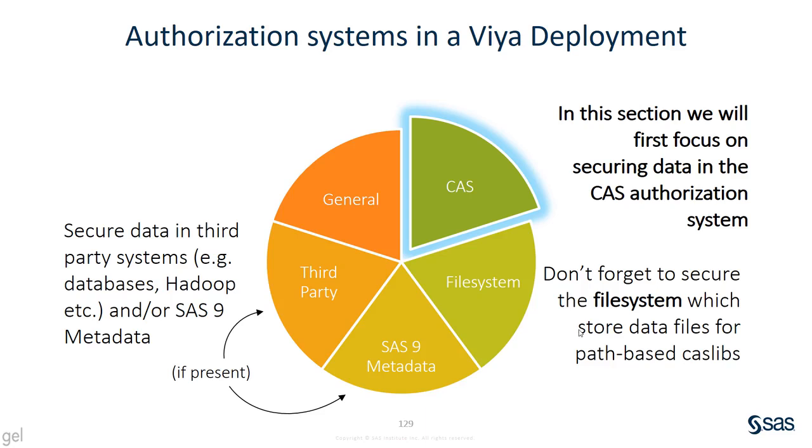But you should also remember that the other authorization systems are still important to you. In CAS, when you're using path-based CAS libs, the permissions for a file on the file system, the source of your CAS libs, is also going to be important. If the user who's loading the data doesn't have read access to the data in the path of the CAS lib, then they're not going to be able to load the data, even if they have the correct permissions within CAS. So remember to pay attention to the file system permissions also.